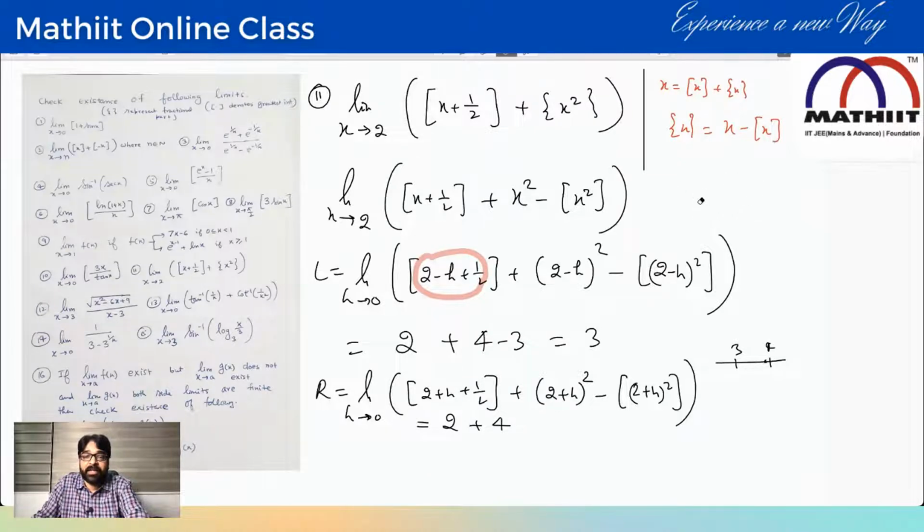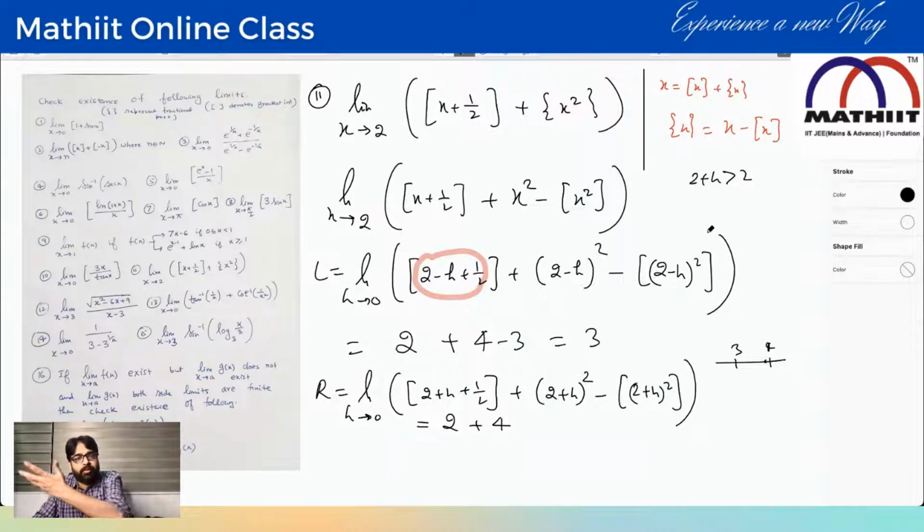Any point you're writing, you can pause and write because I will keep on roughing. 2 plus h is bigger than 2. How much bigger? 2 plus h means 2.0000001, something like that. (2 plus h) whole square is bigger than 4. Is it very much bigger? No. It will be somewhere here, meaning it will lie between 4 and 5 only. So 4 minus 4, this value will become 0. Greatest integer, the value will be 2.